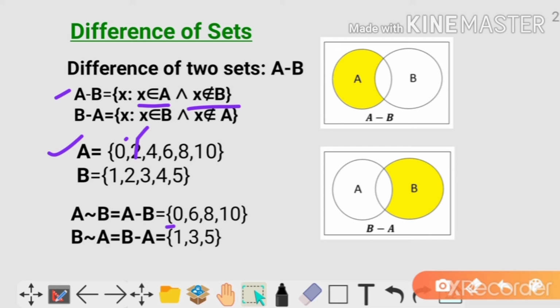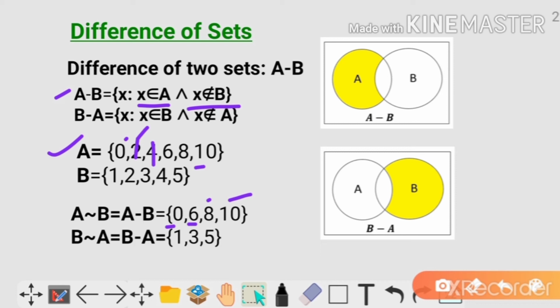Now look at 4. It is also in B, so I won't include this. Now for 6, it's not in B, so it will be in the answer, I mean A minus B. Now for 8, it's not in B, so it will be there. Now for 10, it's also not in B, so it will be there. So we'll include only those elements which are not common in A and B.